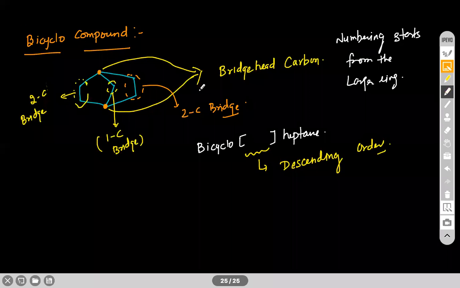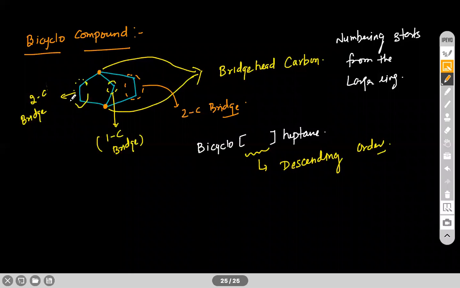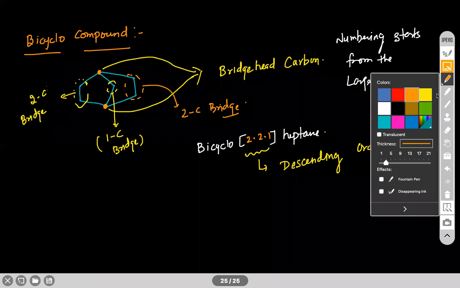So you see the carbon atoms here: in one bridge we have 2 carbon, in another bridge again 2 carbon, and only 1 carbon. So it is 2.2.1. Remember the numbers are always separated by a dot. You cannot use a comma here. So this is the name of this compound. Try this one.